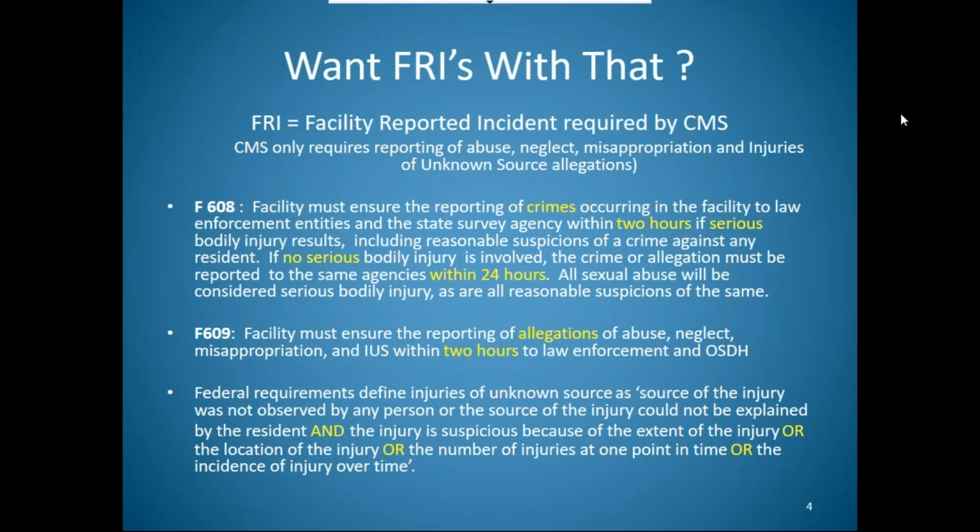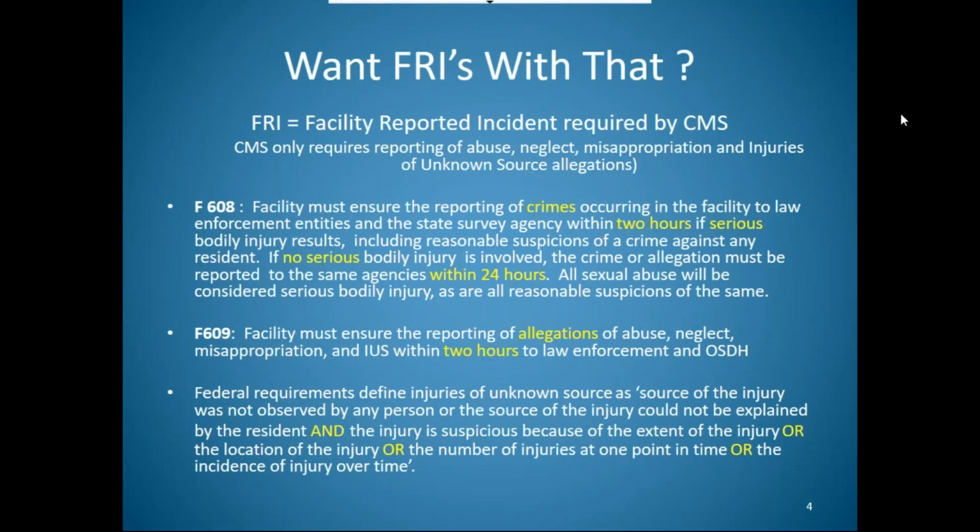This says the facility must ensure the reporting of crimes occurring in the facility to law enforcement entities and the state survey agency within 2 hours if serious bodily injury results. This does include reasonable suspicions of a crime against any resident. If there is no serious bodily injury involved, then that crime or the allegation must be reported to the same agencies within 24 hours. And it does note that all sexual abuse will be considered serious bodily injury, as are all reasonable suspicions of the same.